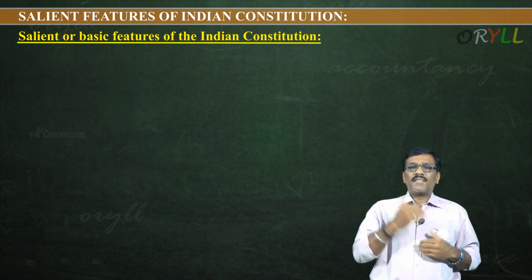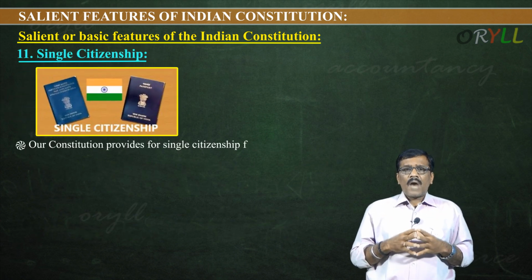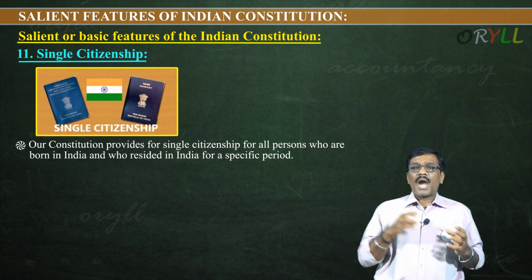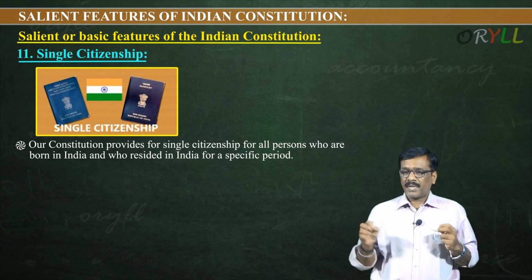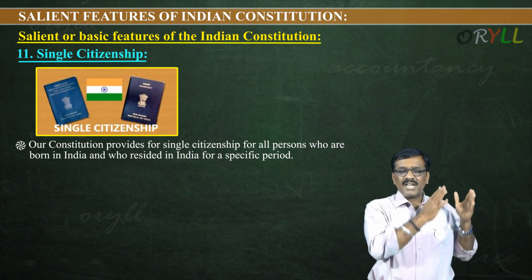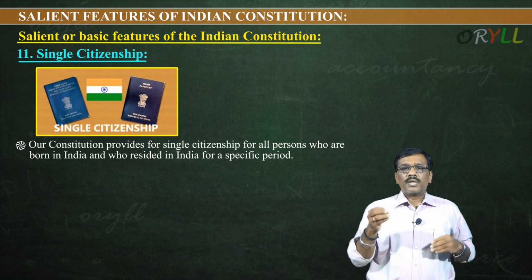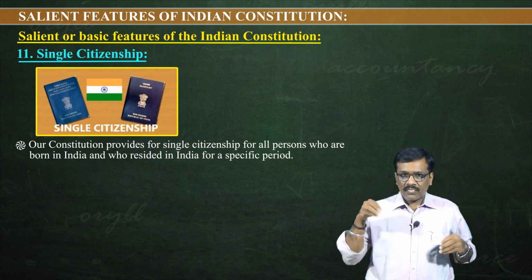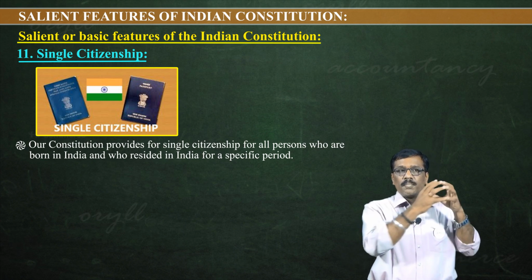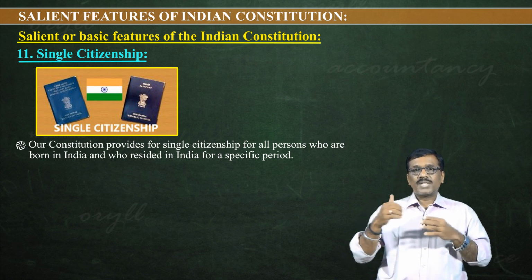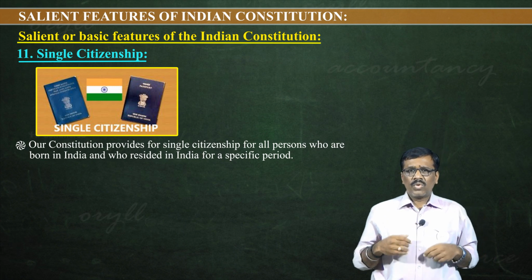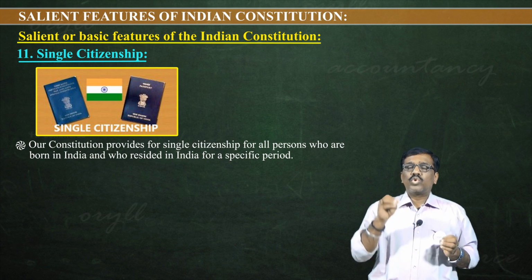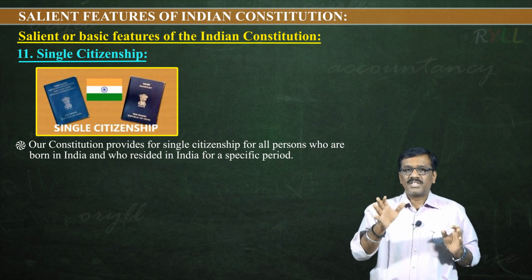Now let's move on to the 11th point, that is single citizenship. Our Constitution provides for single citizenship for all persons who are born in India and who reside in India for a specific period. See, the Constitution has provided for a single citizenship provision: if they are Indians by birth, if they are born in any part of India or born to parents who are citizens of India, they are known as citizens of India. Wherever they are, in any nook and corner of the country, they are known to be Indians. So we have only single citizenship.